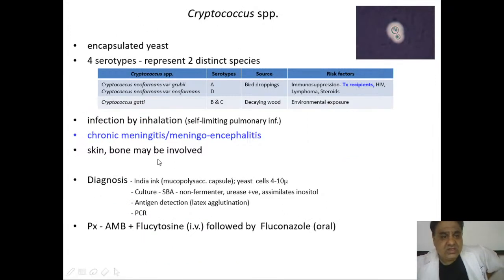Cryptococcus causes chronic meningitis and meningoencephalitis in HIV, and can also cause similar things in transplant settings. We have discussed that Cryptococcus is of 4 serotypes and 2 distinct species. Neoformans var. grubii is serotype A, Neoformans is serotype D, and gattii is serotypes B and C. In transplant recipients, C. neoformans var. grubii and neoformans are the most dreaded. The treatment of choice is amphotericin with IV flucytosine, followed by oral fluconazole.